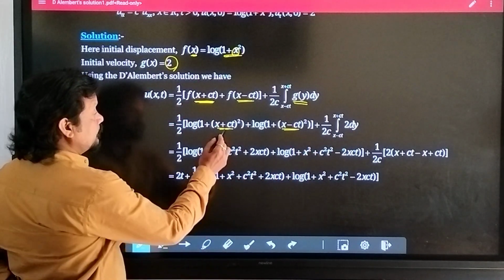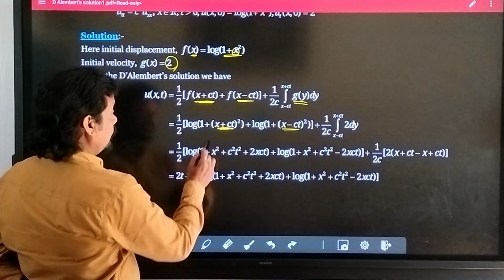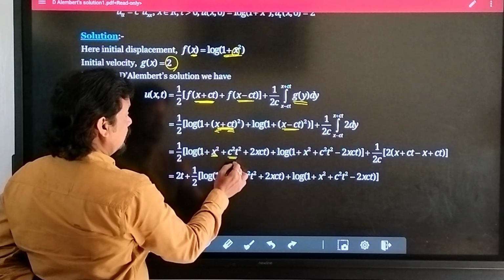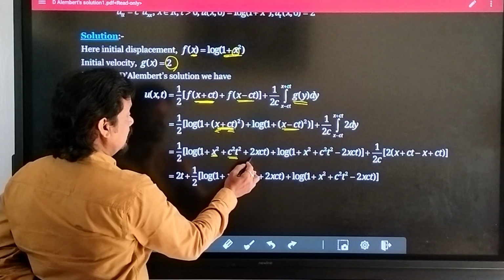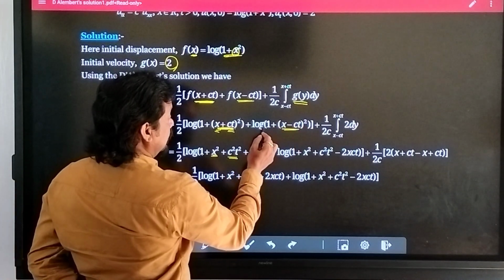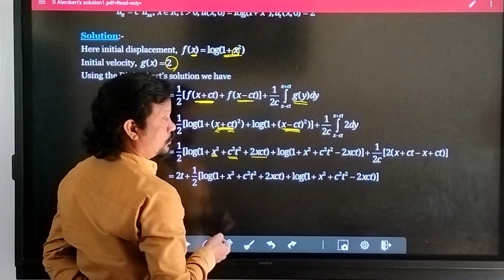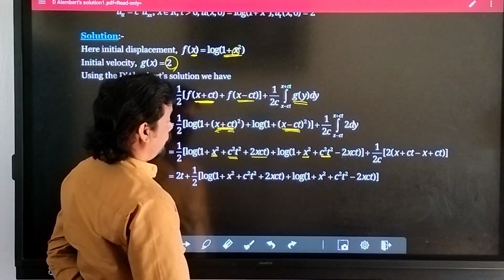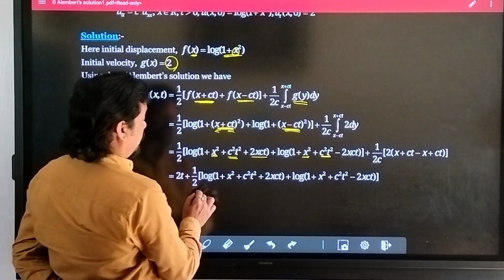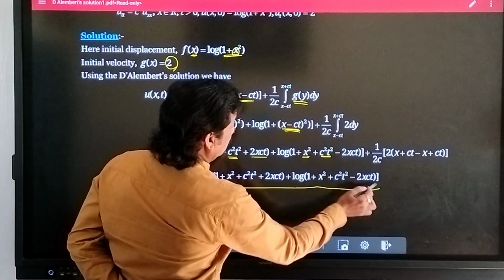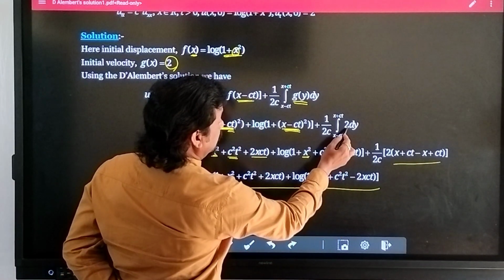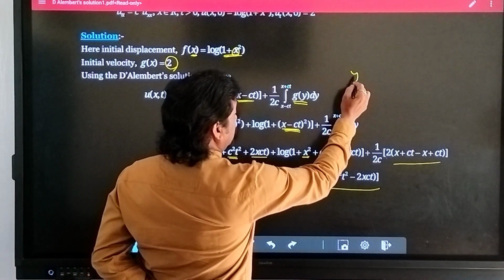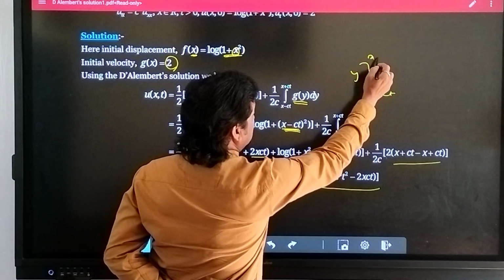Okay, so see here, expand this one, a plus b whole square. 1 is there, plus x square plus c square t square plus twice of ab, that means 2xct. Here also log of 1 plus a minus b whole square, x square plus c square t square minus twice of ab, 2xct. Okay, so the same part I have written here, and in this part take 2 outside, and integration of dy is y, so from x minus ct to x plus ct.